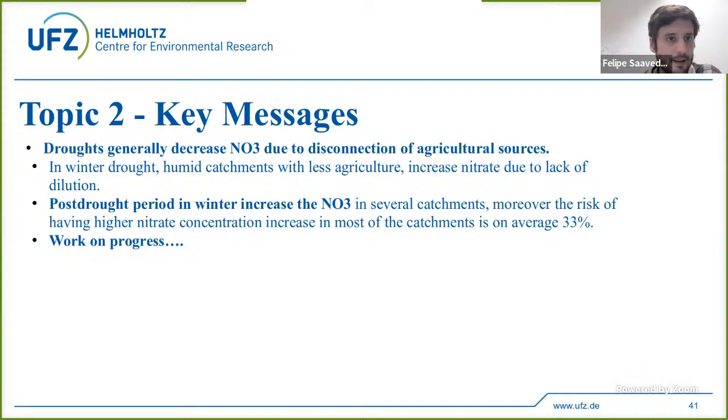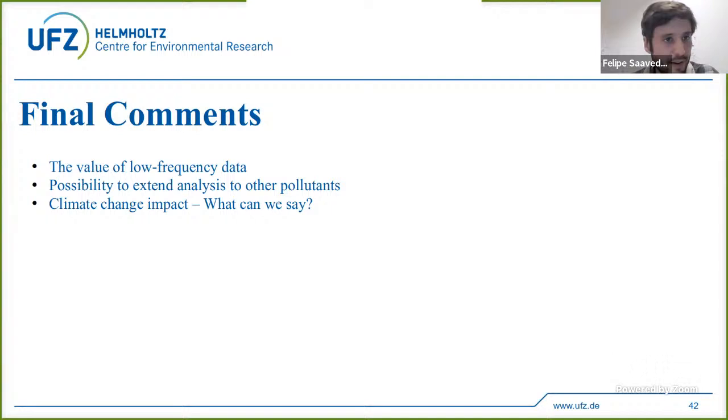And so I have already been talking 45 minutes. I will give just three final comments about this. First is the value of low frequency data. Often we have more and more high frequency data in Europe and in the US and in other countries too. And this is very important to look at each process in detail, but low frequency data are normally available from the monitoring campaigns of the authorities of different countries. And this can be useful to do this type of analysis.